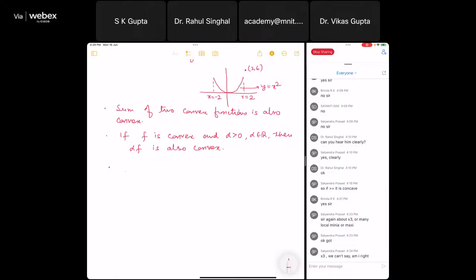That result is something like this: let S be a non-empty open convex set in Rn. Let f from S to R be twice differentiable.